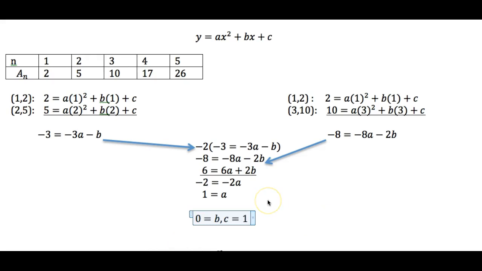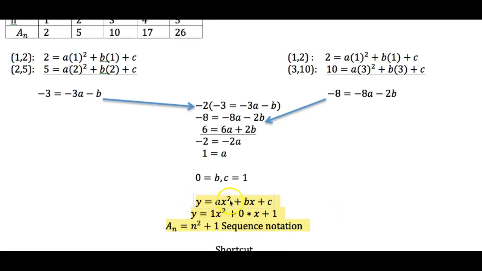So is that the answer? Is that it? No. We are looking for the quadratic generator, so we have to write this in sequence formula. So let's put a, b, and c into our equation, and we get this right here. y equals ax squared plus bx plus c. I put in the 1, I put in the 0, I put in the 1 from all this information right here, except this is not sequence notation.